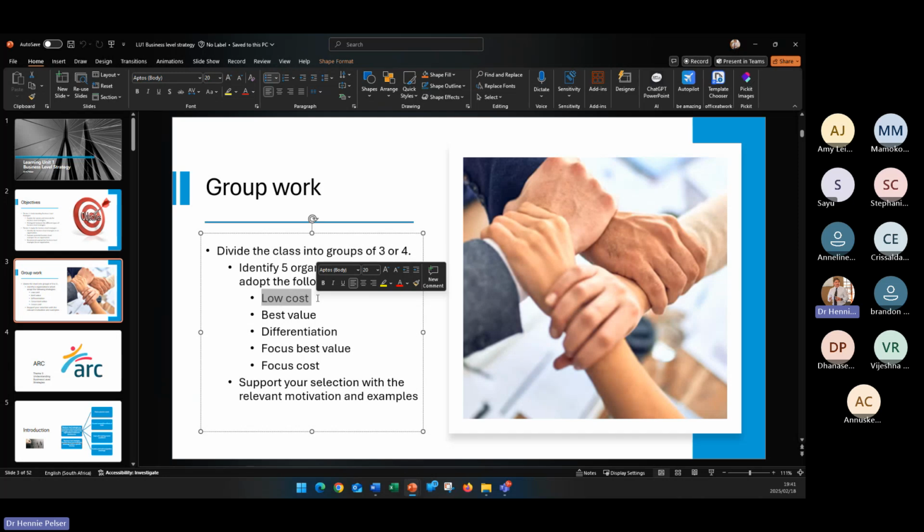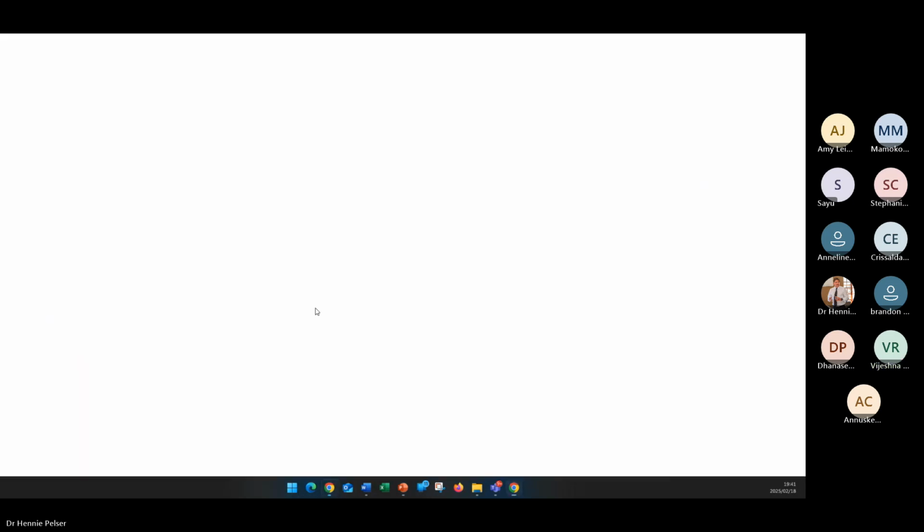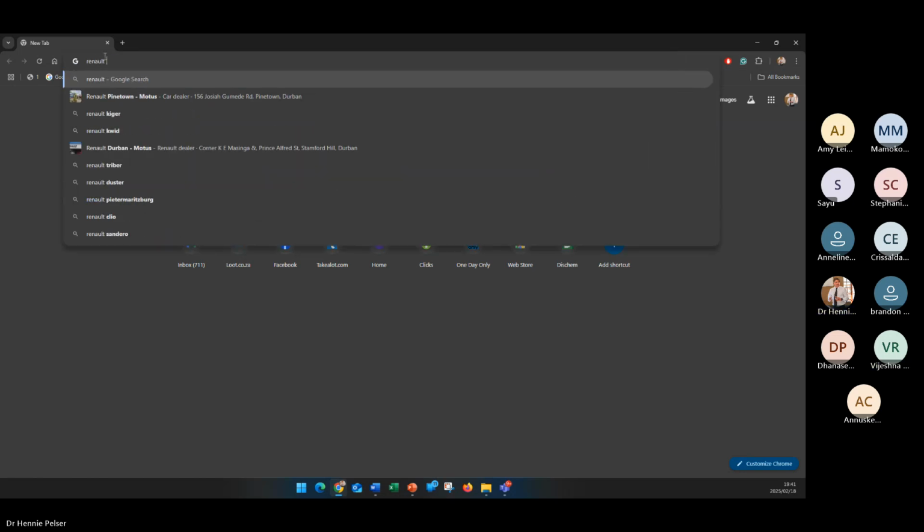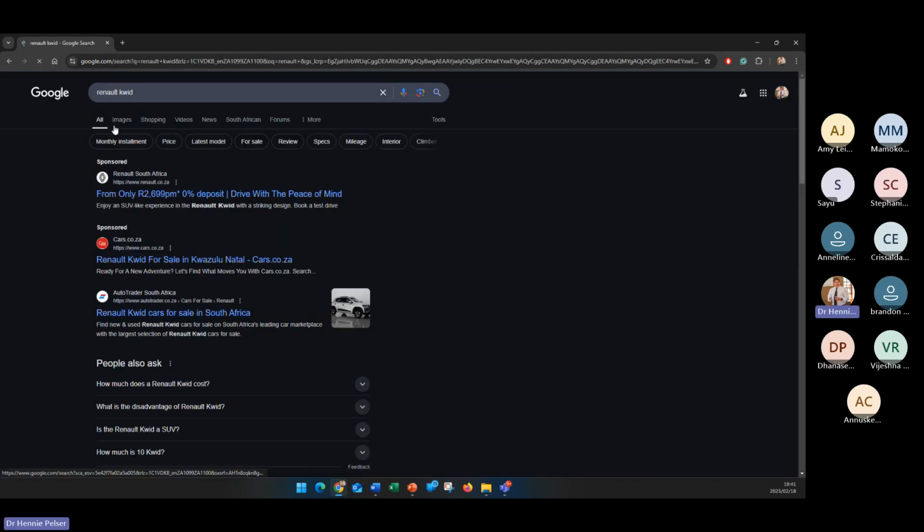What is the entry level Renault called? Is it Cad? No, it's not a Kadjar. What is the entry level cheapy Renault called? Does anyone know? Yeah, I don't know. Oh, it's this guy, the Renault Quid. Okay, so you can see, thanks, hey, Stephanie, for that. Yeah, it's the Renault Quid.